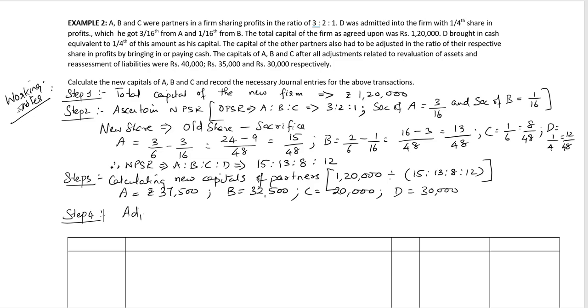Step 4. Adjusted capitals, given in the sum. The last line says the capitals of A, B and C after all adjustments related to revaluation of assets and reassessment of liabilities were rupees 40,000, rupees 35,000 and rupees 30,000 respectively. So in the case of A, it's 40,000 rupees. In the case of B, adjusted capital is 35,000 rupees. And in the case of C, the adjusted capital is rupees 30,000.